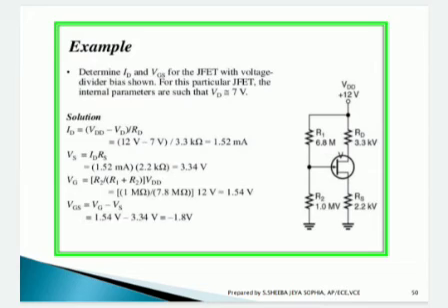So we find the value of ID as 1.52 milliamps and VS is 3.34 volt, and VG is equal to R2 by R1 plus R2 into VDD, which is 1.54 volt. VGS is equal to VG minus VS. So this is equal to minus 1.8 volt.